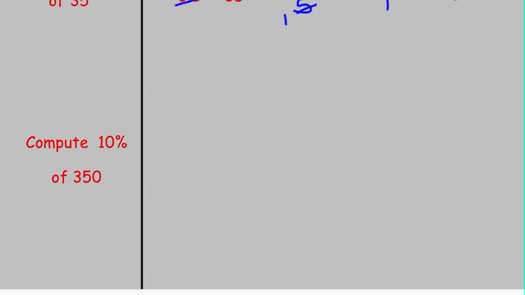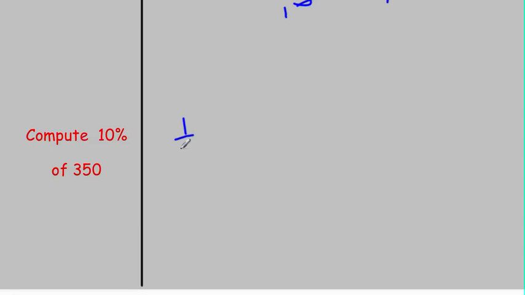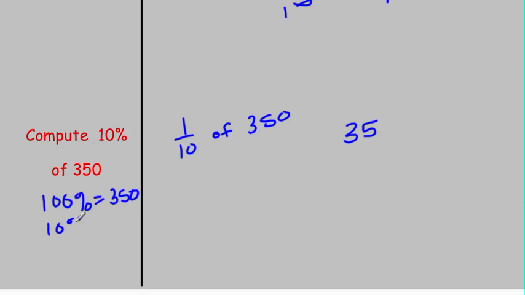10%. Now that should be an easy one. 10% is 1/10 of or times 350. Divide this, 35. But without doing that, remember, if 100% equals 350, and now I want 10%, well, that decimal came in once to give me that 10, so it needs to come in once to give me 10%. There we go.